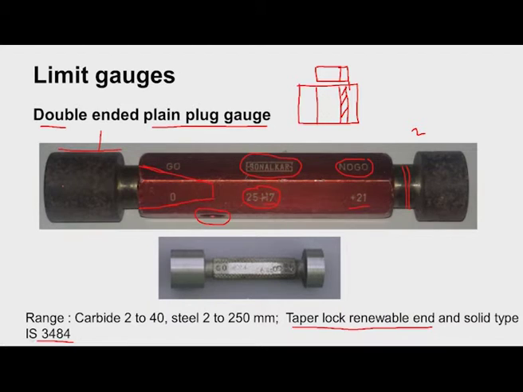So what we have to do is press this gauge into this taper in the handle, and then press it so that it gets fixed into the handle. Then how do we remove it? Say after some time this is worn out and we want to replace it with a new one. So that is why it is called renewable end.